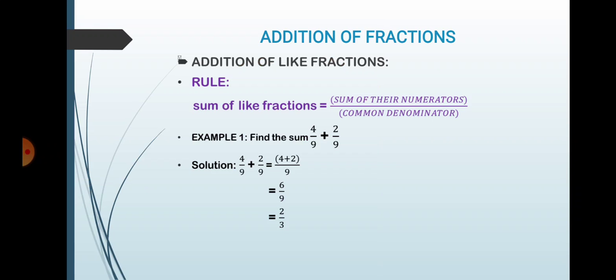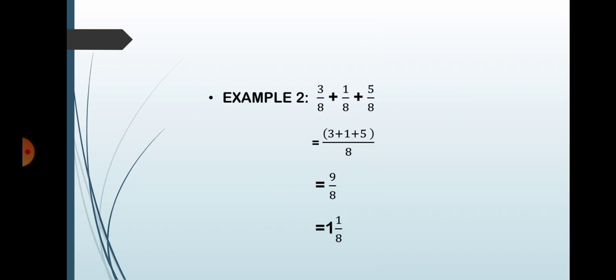6 by 9 is not in the simplest form. The HCF of 6 and 9 is 3. So we have to divide both numerator and denominator by 3. 6 divided by 3 will give you 2. 9 divided by 3 will give you 3. So the sum of 4 by 9 plus 2 by 9 is 2 by 3. Let us see one more example.